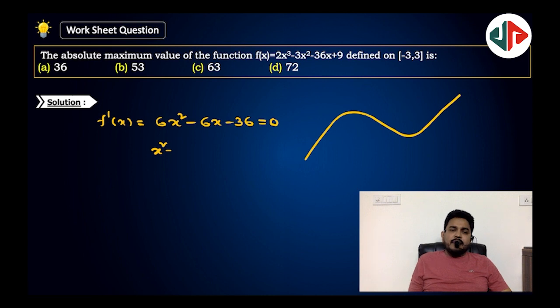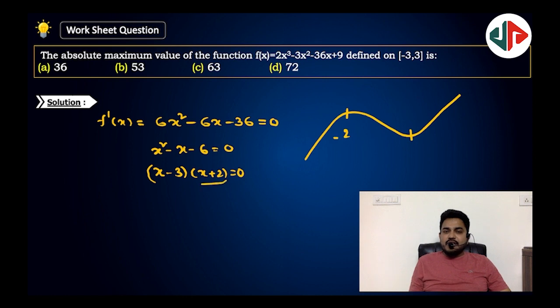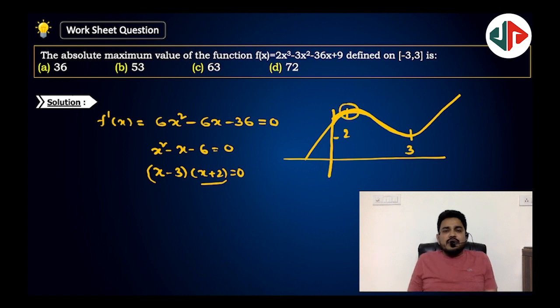x square minus x minus 6 is equal to 0. This is x minus 3 into x plus 2 is equal to 0. So x is equal to minus 2 and 3. If the x-axis is somewhere here, from minus 3 to minus 2 the function is increasing, then from minus 2 to 3 the function is decreasing. So where is the absolute maximum value? At x is equal to minus 2, this will be the maximum.